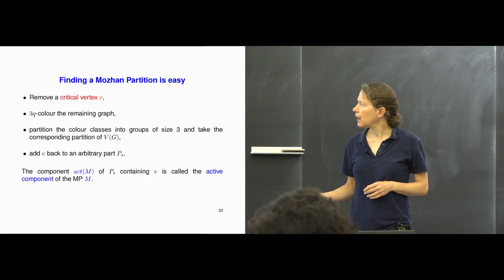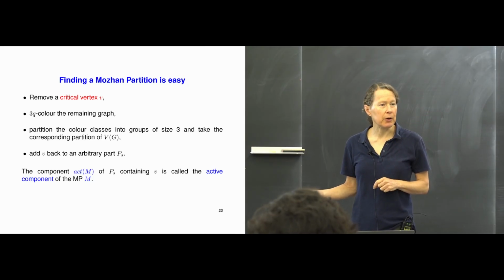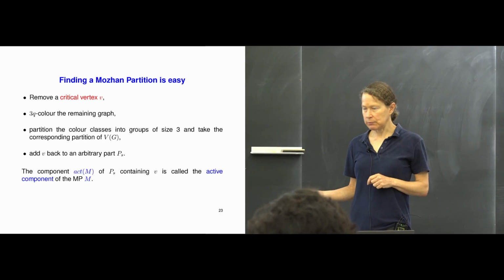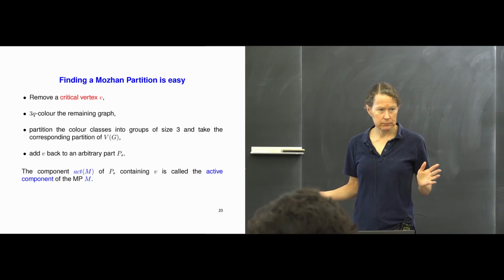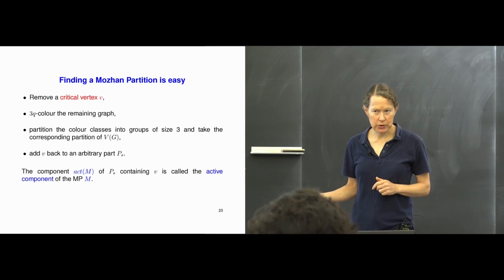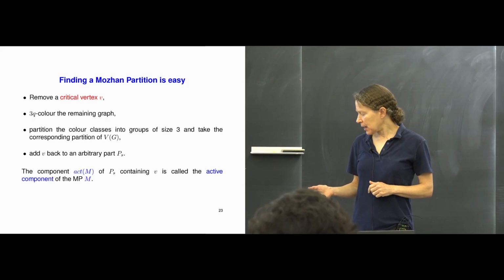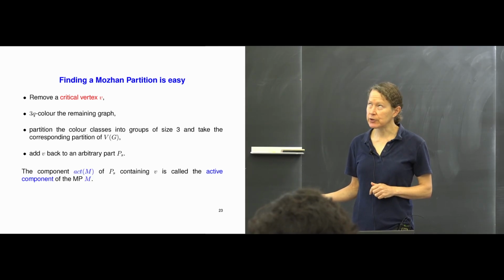That's the partition. Now, what about the vertex I removed? Well, now just stick it back into an arbitrary part, call that the special part. The chromatic number of that one goes up to 4, and that's it. And that's a Mojan partition according to these definitions. So it's easy to get such a partition. Okay, and so when we do that, just one little piece of terminology or notation, the component of the special part containing the special vertex we call act M. That's called the active component of the partition.